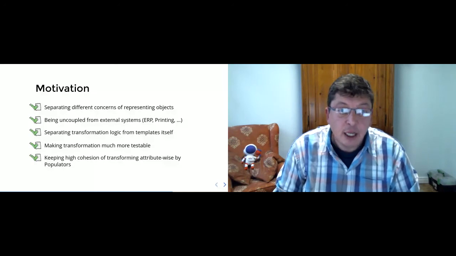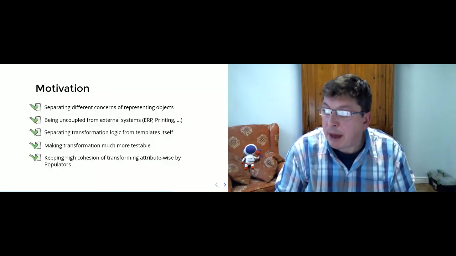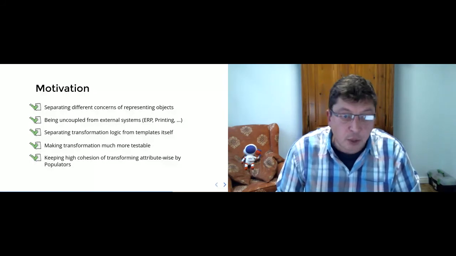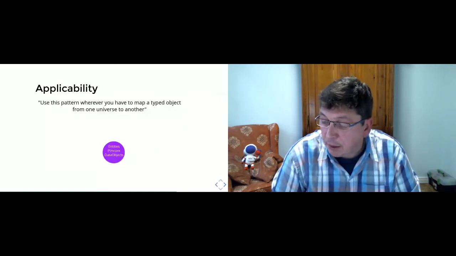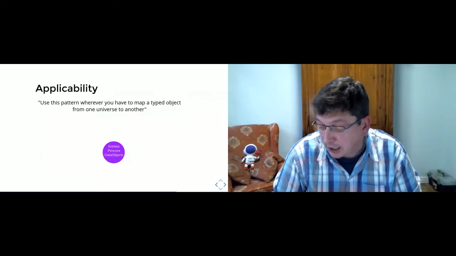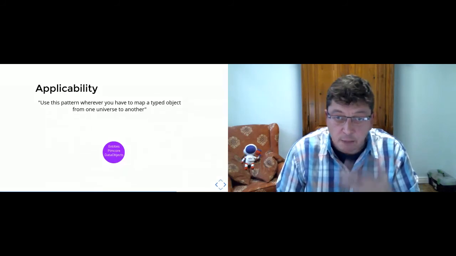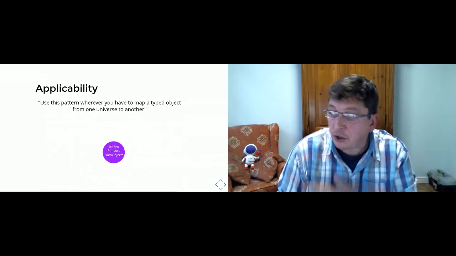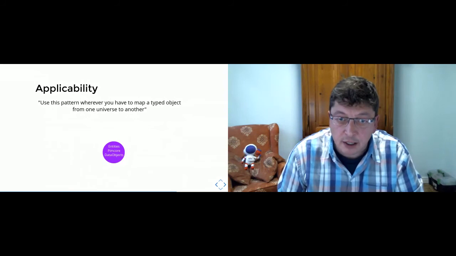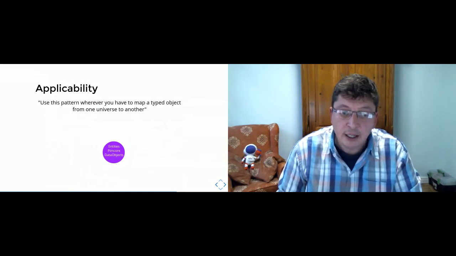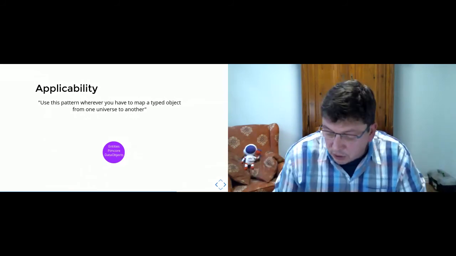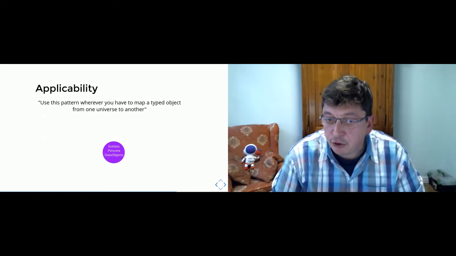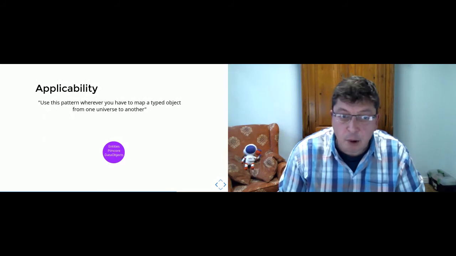I can tell you, use this pattern wherever you have to map a typed object from one universe to another. And the most well-known universe for us are Pimcore entities or Pimcore data objects. When you think about Pimcore data objects as your business entities, and there are some Symfony services implementing the business logic, and then at least there are Symfony controllers that want to get access to this information, then you should think about the converter and populator pattern.